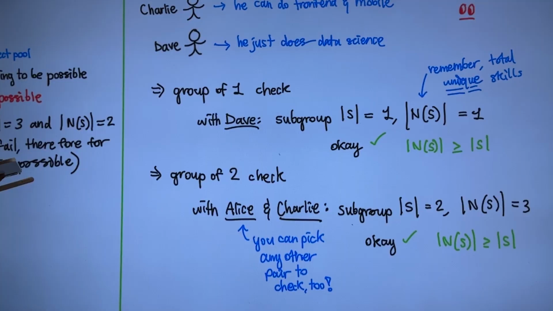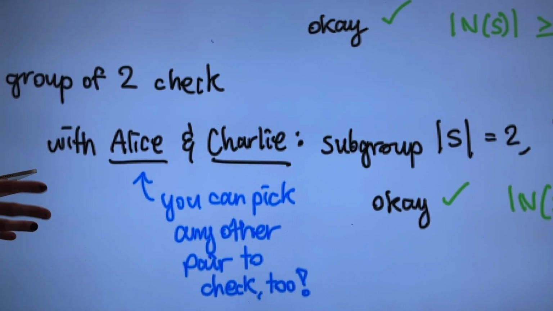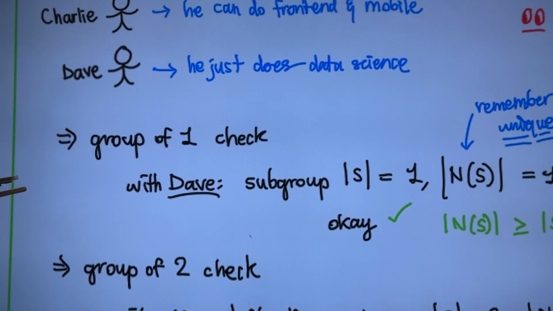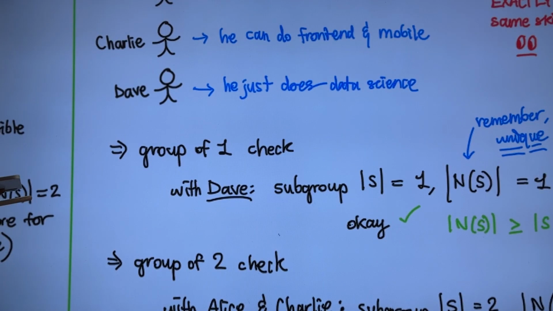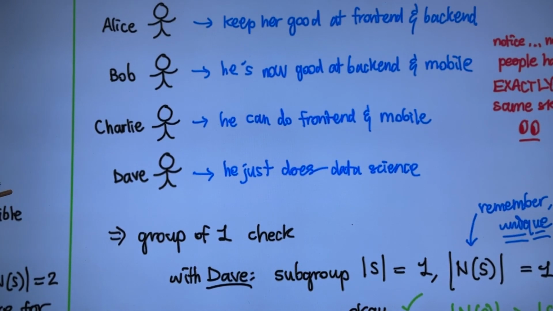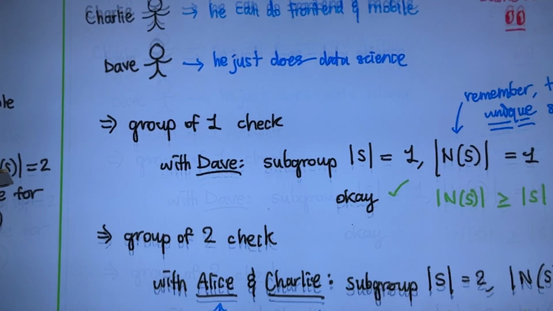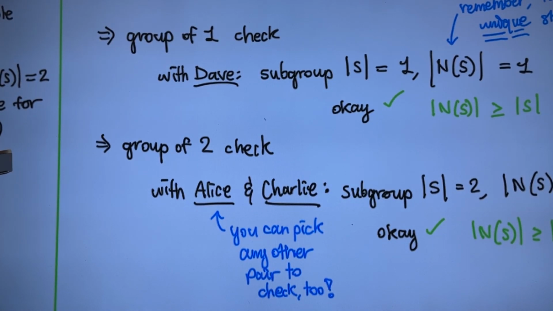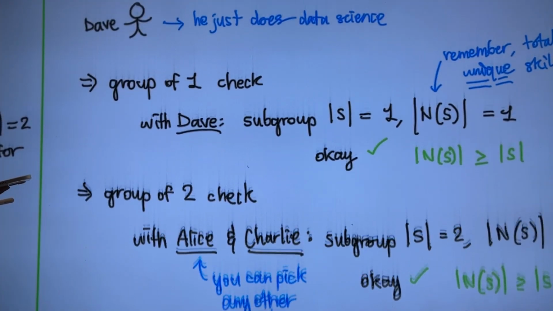So just keep in mind, you can pick any other pair to check too, you know? Even in the group of one check, we didn't have to go with Dave just because he also has only one skill. You could literally just pick Charlie or Alice or Bob or anybody else. But that's just how the idea goes. So let's say for our example, we check Alice and Charlie.